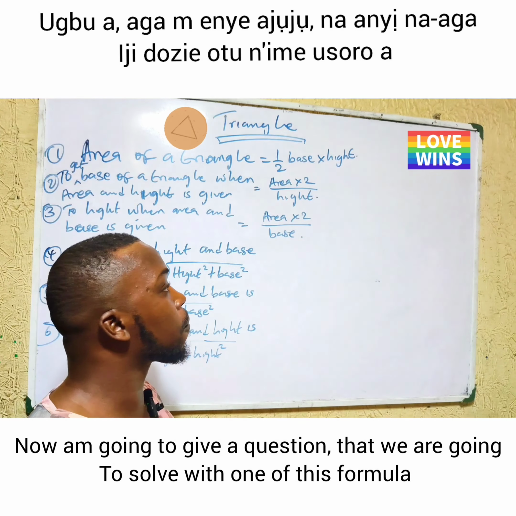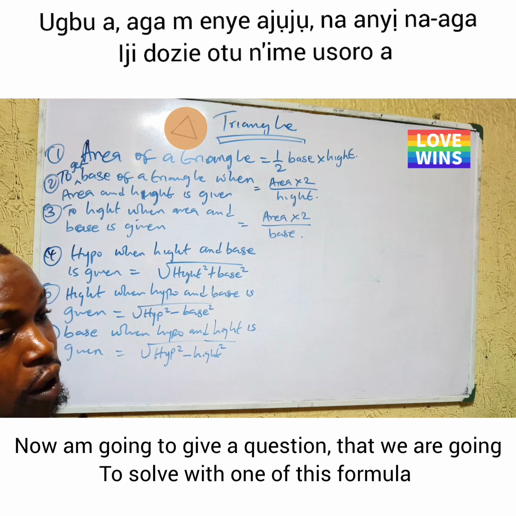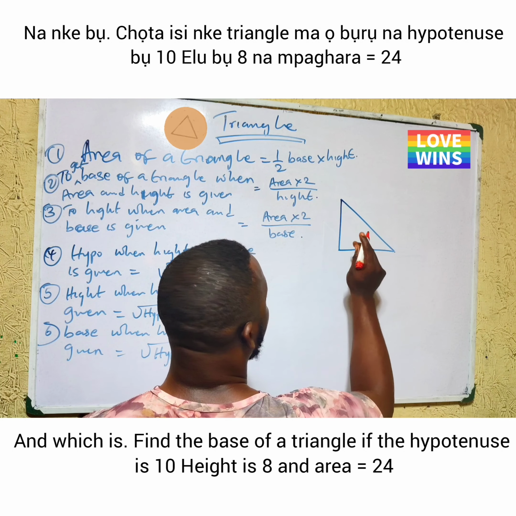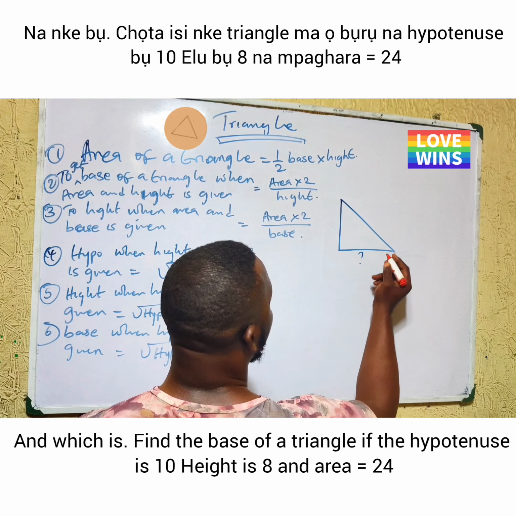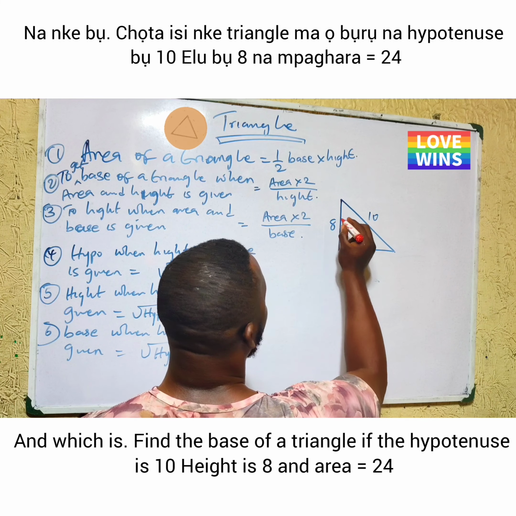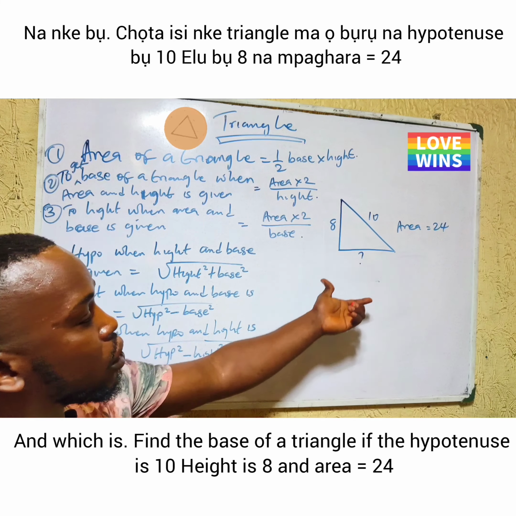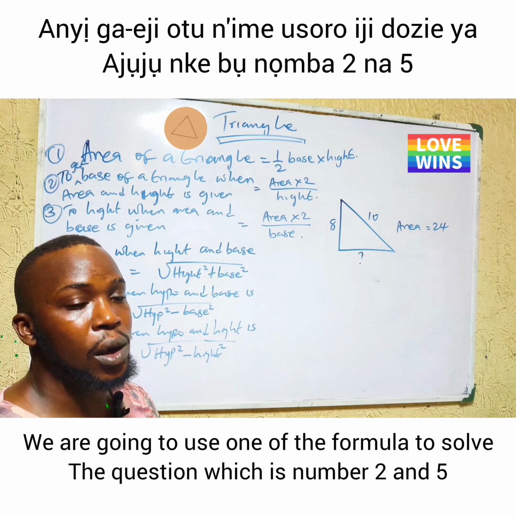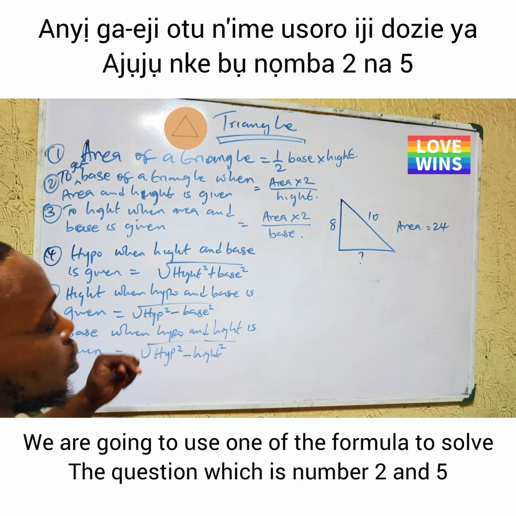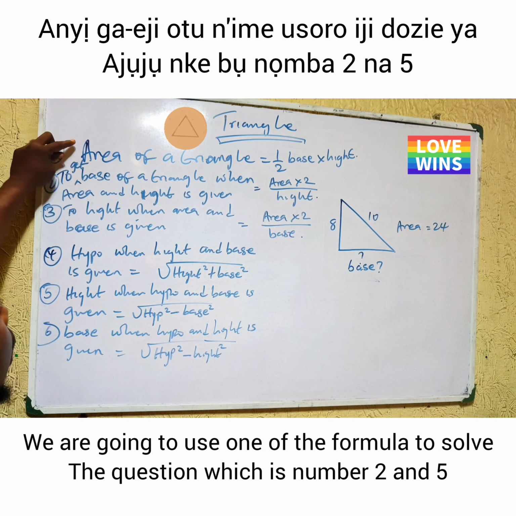Now I'm going to give a question that we're going to solve using one of these formulas, which is: find the base, if the hypotenuse is 10 and the height is 8 and they gave you the area is equal to 24. Now, how are we going to find the base? We are going to use one of the formulas, because we are looking for the base.